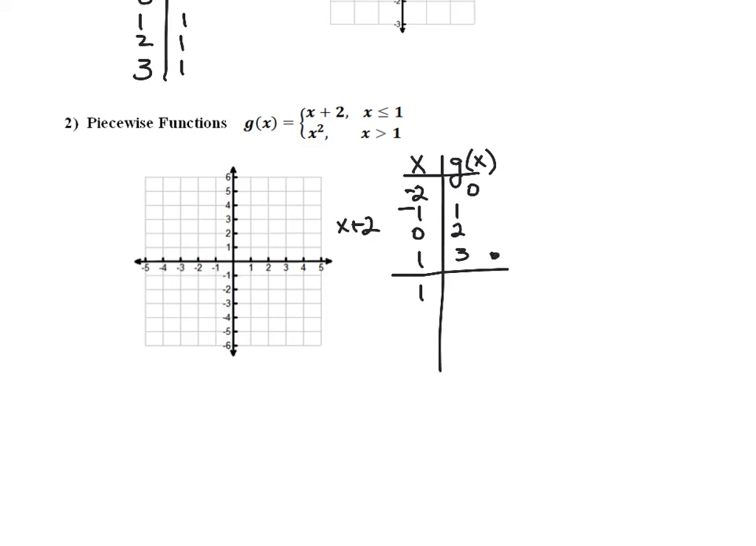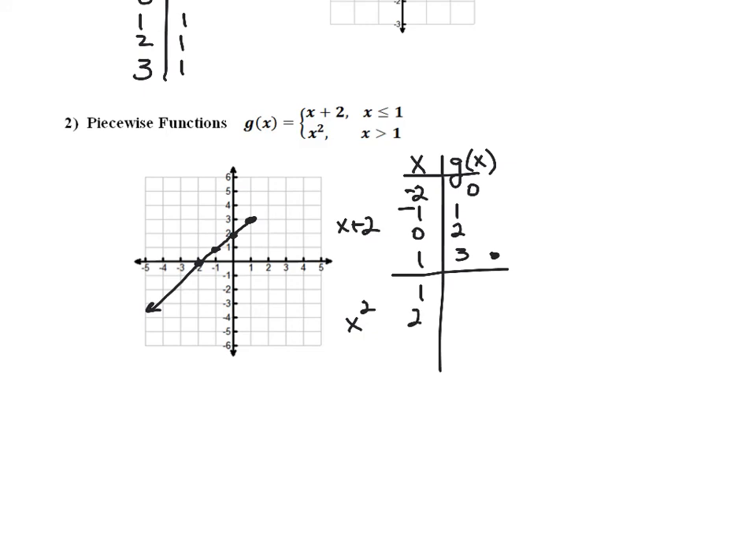So I'm going to go ahead and graph those. Negative 2, 0; negative 1, 1; 0, 2; and 1, 3 is going to have a filled in dot. The rest of the graph is going to go down like this. It's a linear function. Now let's go beyond the number 1. I'm still going to use the number 1, even though 1 is not part of the domain for the x squared function, because I want to know what happens at the beginning of that interval.